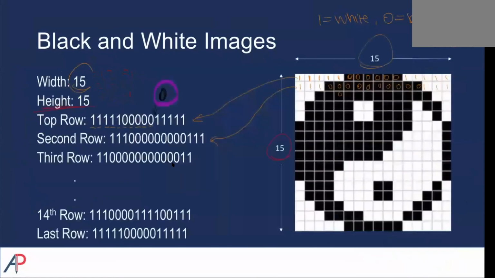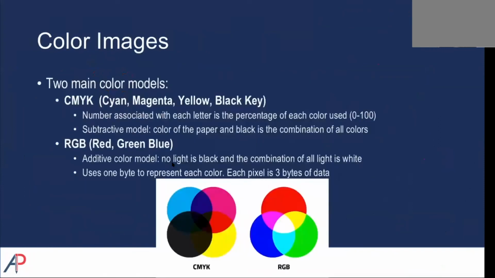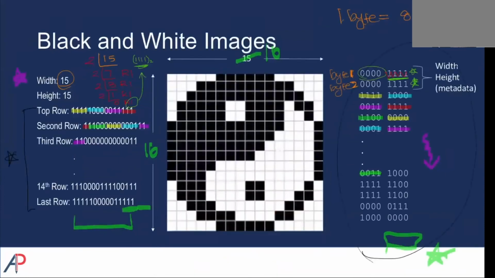Someone brought to my attention that the width and the height is actually 16. I counted wrong. 1, 2, 3, 4, 5, 6, 7, 8, 9, 10, 11, 12, 13, 14, 15, 16. This is 16, this is 16. So that means all of this is incorrect. Oh no. So here, this should say 1, 0, 0, 0, 0, because it's 16 by 16, not 15 by 15. Can't count.